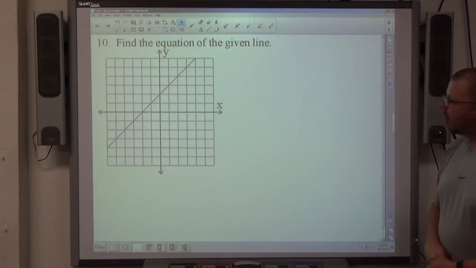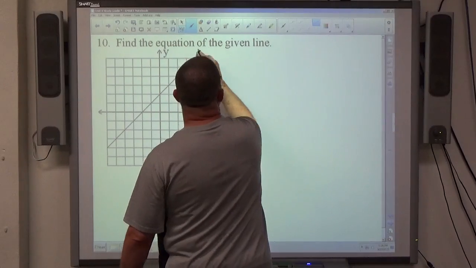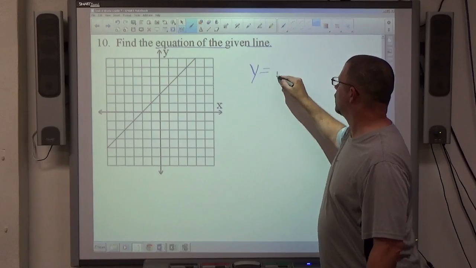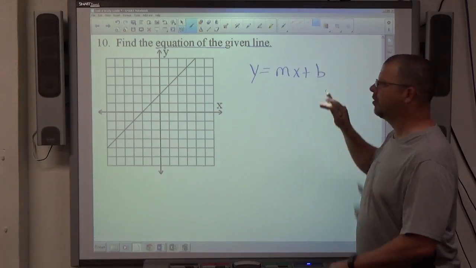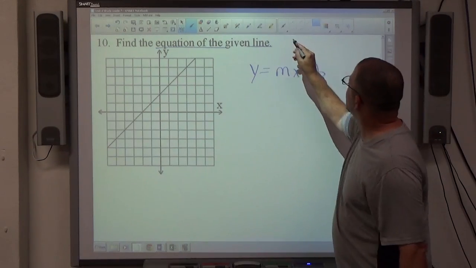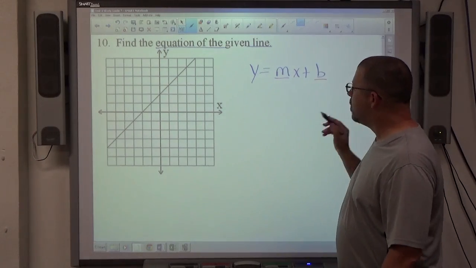Number 10, find the equation of the given line. Find the equation of the line. All right, y equals mx plus b. Immediately, as soon as you see those words, find the equation of the line, always stick with the y equals mx plus b idea. My intention here is to find out what m equals and find out what b equals. B first.